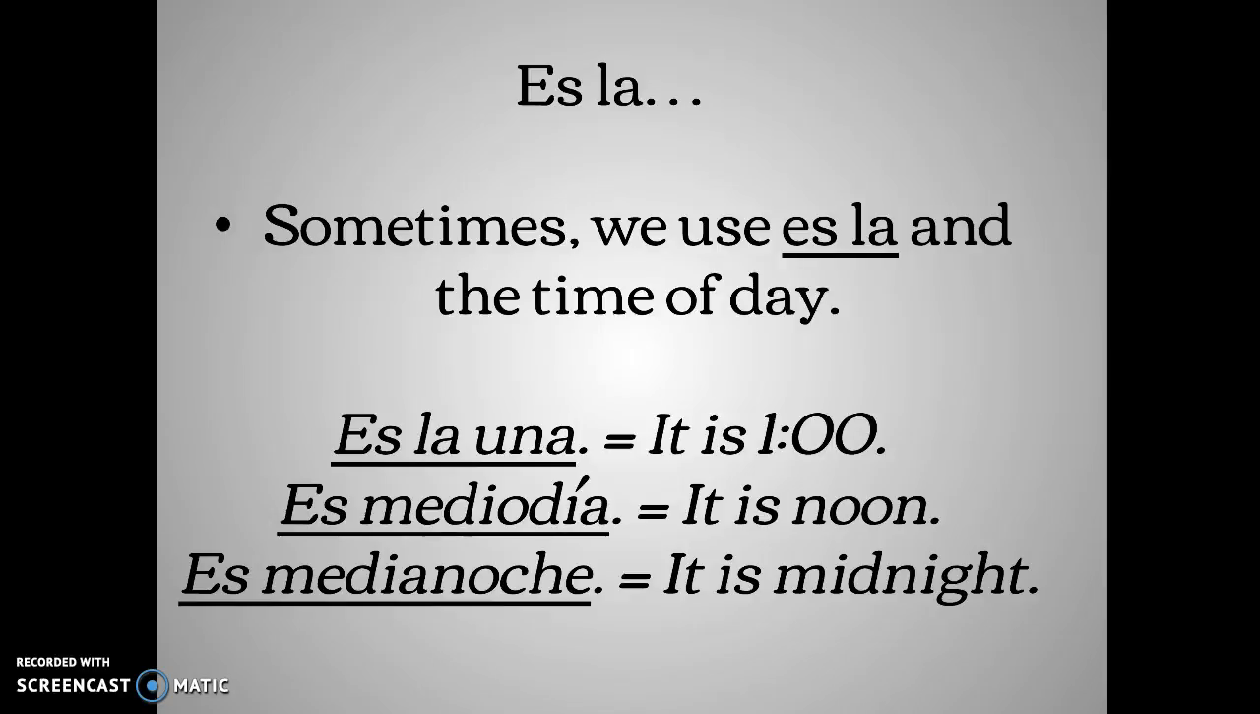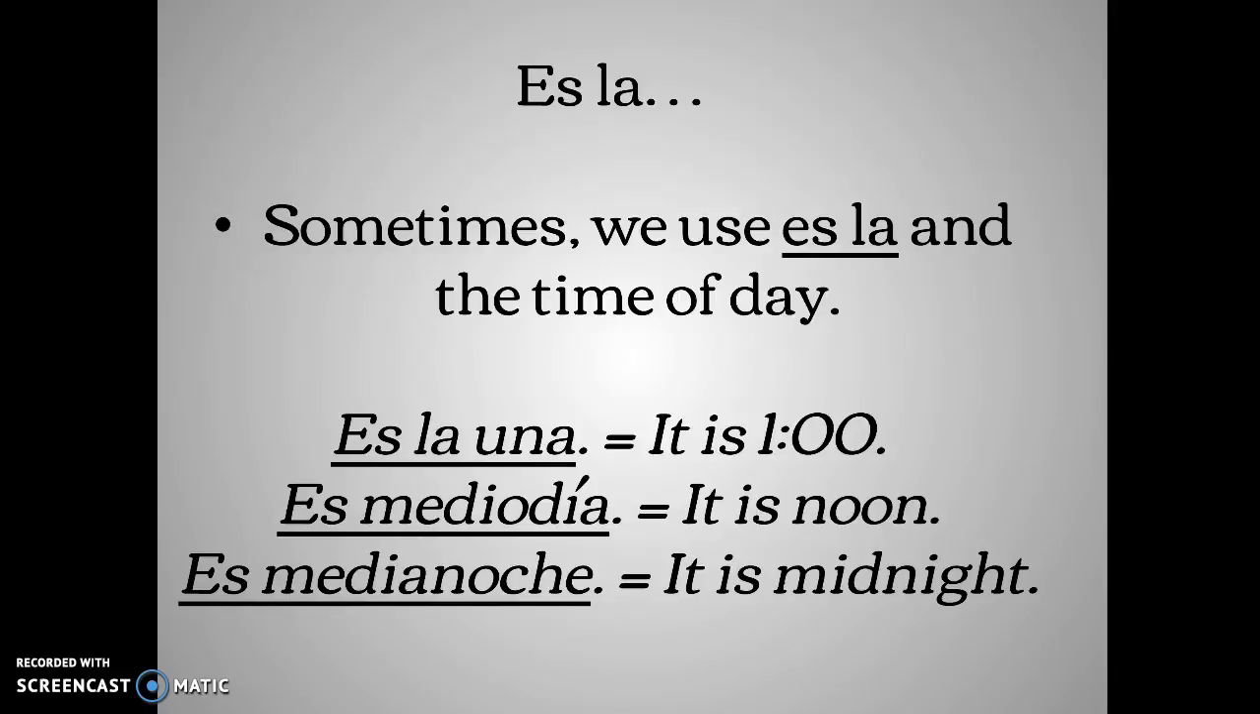The first thing you need to be aware of is sometimes we say es la plus the time of day to help us tell time. When the hour is 1 o'clock in Spanish, we're always going to say es la before the number. We use es la whenever the hour is 1 o'clock because es is singular. In order to say it's 1 o'clock, we are going to say es la una.